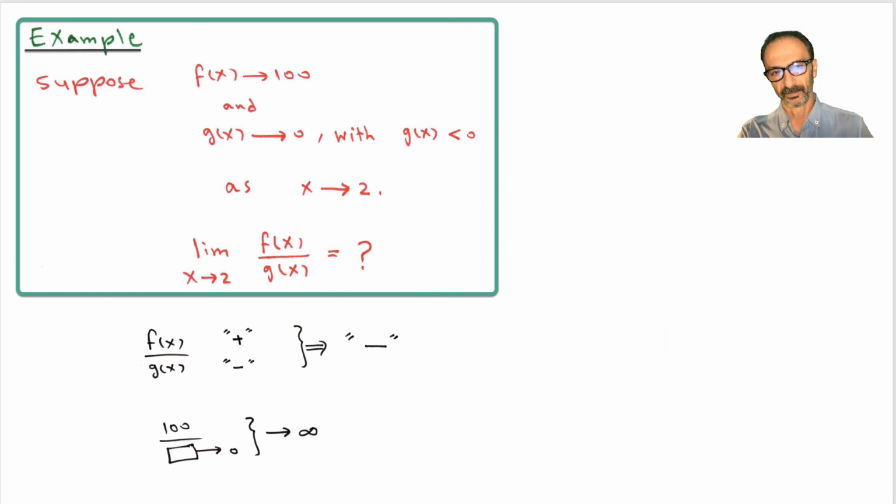This is a quick example. If you have a fraction or rational function, the top part is fixed. Doesn't have to be 1 all the time. It's 100. g of x, the denominator, is going to 0, but they're telling you that g of x is negative. It's approaching 0, but from the left. Okay? Positive over negative is negative. 100, which is fixed, over something that's taking you to 0, is an infinity. Negative infinity is our answer.